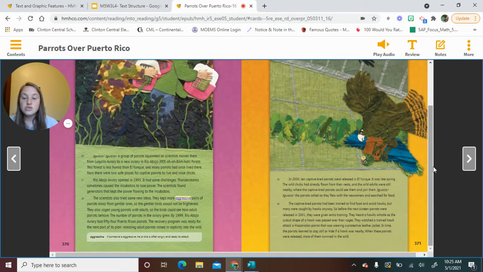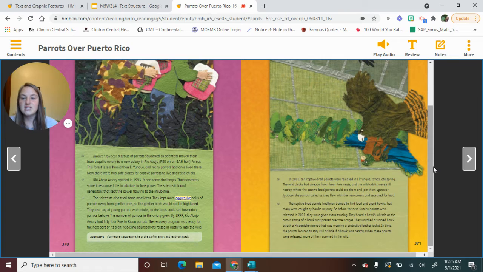The scientists also tried some new ideas. They kept more aggressive pairs of parrots away from gentler ones, so the gentler birds would not be frightened. They also caged young parrots with adults, so the birds could see how adult parrots behave. The number of parrots in the aviary grew. By 1999, Rio Abajo Aviary had 54 Puerto Rican parrots. The recovery program was ready for the next part of its plan, releasing adult parrots raised in captivity into the wild.